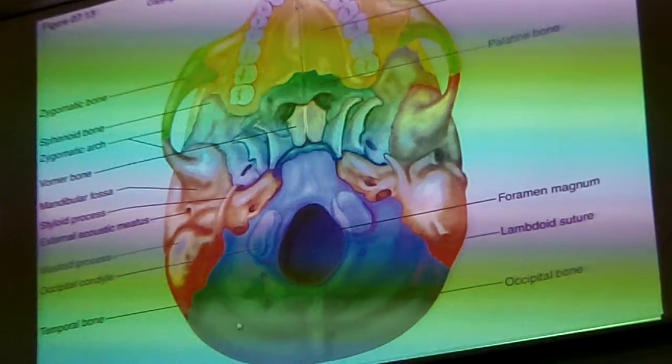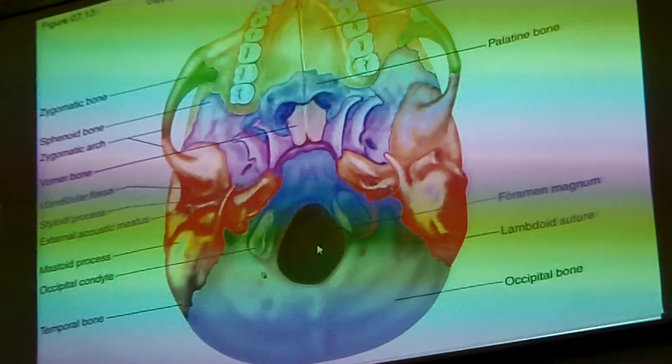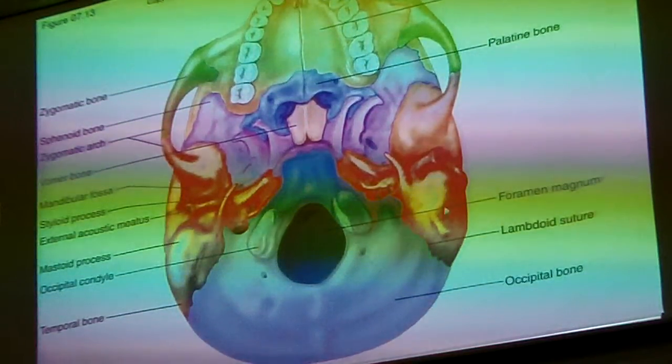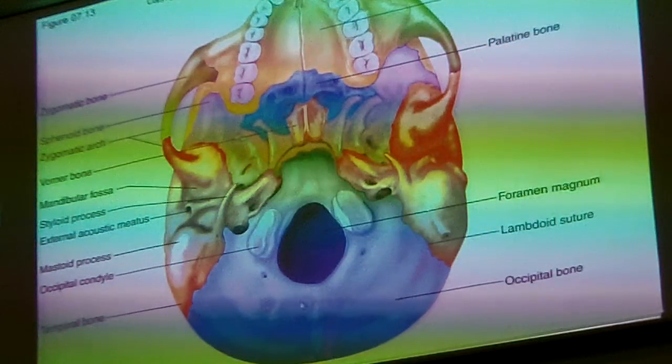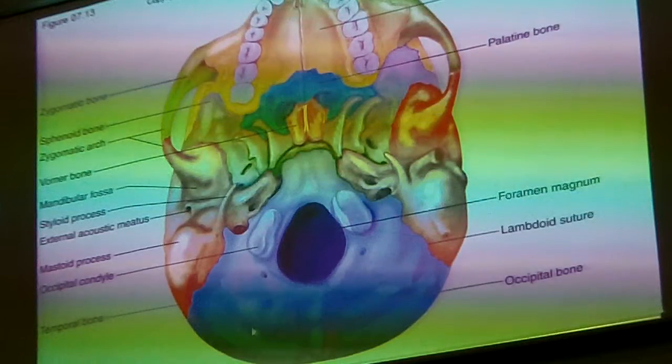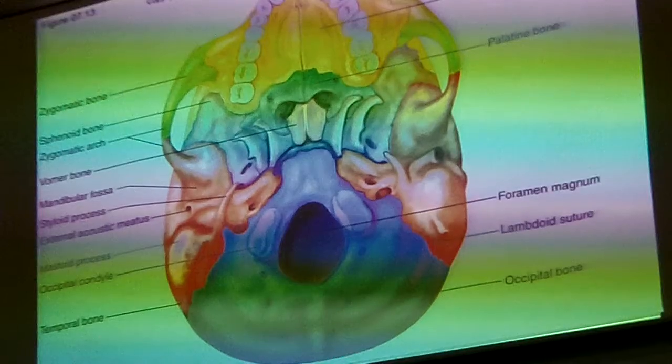Looking from underneath, look at that. That's a big hole, isn't it? What do you think we'd call that? The foramen magnum. That's where the spine comes up through. The occipital bone is in the back. There's the temporal bone again, and all those processes and stuff I just read you.